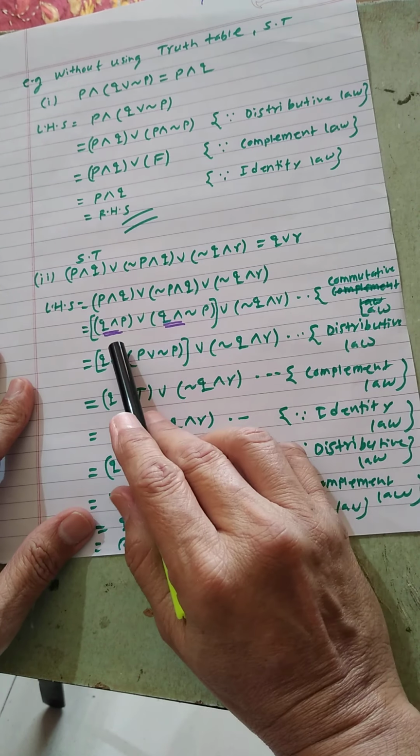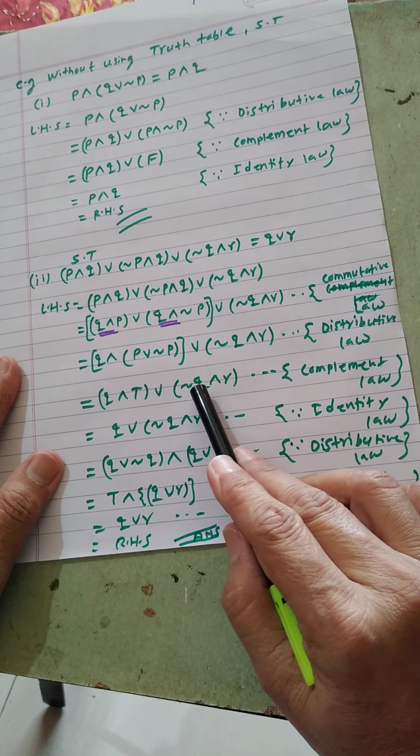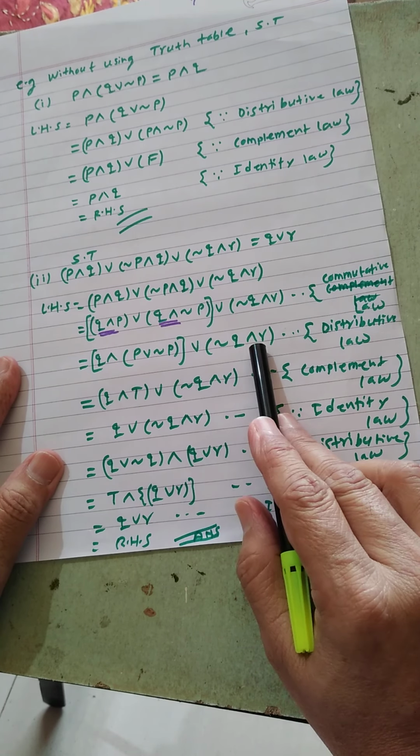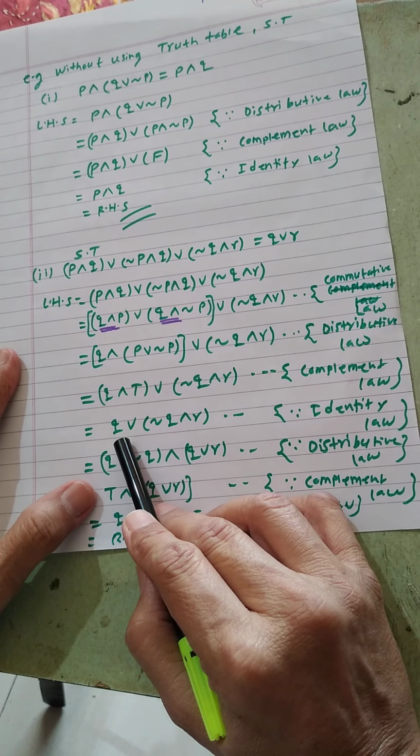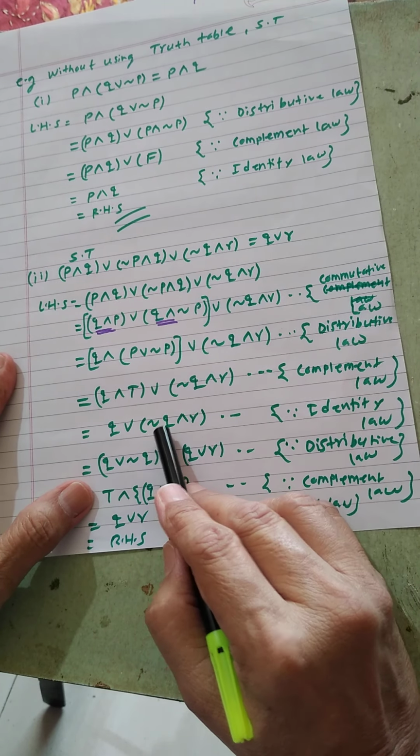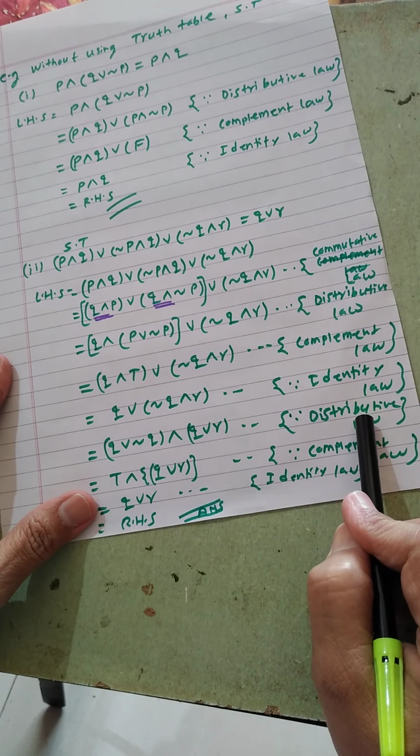Now P or negation P is a T. That is the complement law. Then negation Q and R as it is. Now Q and T is equal to Q. Identity law. And negation Q and R as it is. Now again open this bracket by distributive law.